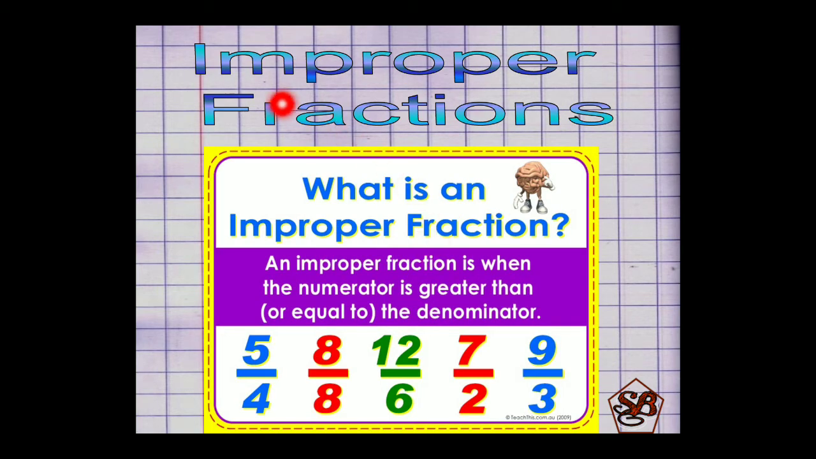The next type is improper fractions. An improper fraction is when the numerator is greater than or equal to the denominator. The numerator is greater than, that is bigger, or equal, that is of same value as the denominator. 5 by 4, 8 by 8, 12 by 6, 7 by 2, 9 by 3. In all the cases, you can see that numerator is greater, or in this case equal to the denominator.